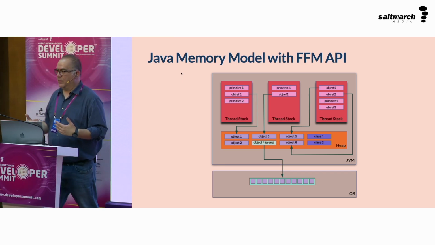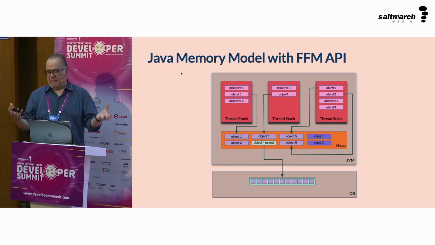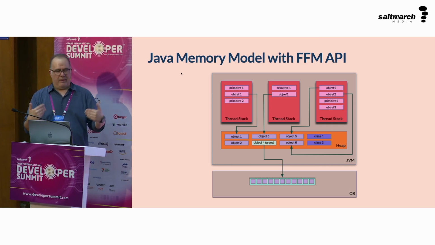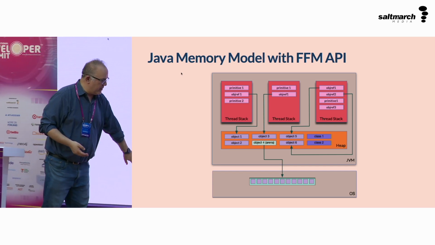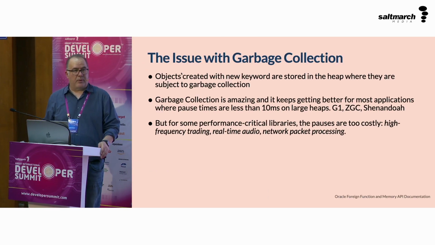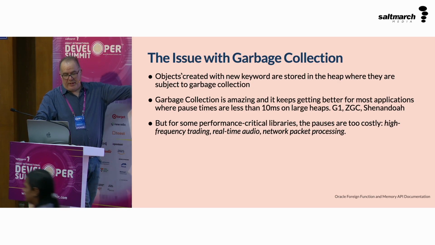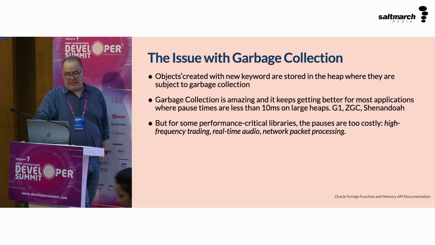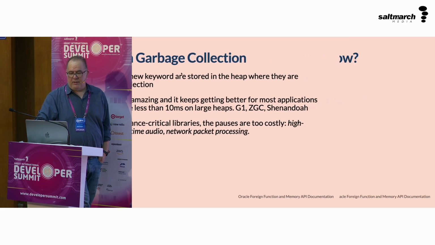And one of the things that they wanted to avoid was the garbage collector. The garbage collector can sometimes take up some pauses, and those pauses can affect the speed of your application. So there are many applications that would rather just store that memory onto that operating system, and that's what we mean by off heap. Okay, so yeah, garbage collection. They're stored in heap. Garbage collection is amazing, and it keeps getting better. And we have lots of different kinds of garbage collections out there. But for performance-critical libraries or applications or frameworks, that could be too costly. So if it is, that's what this is for.